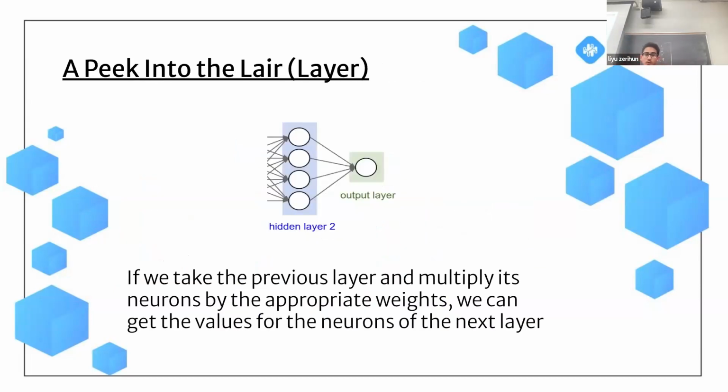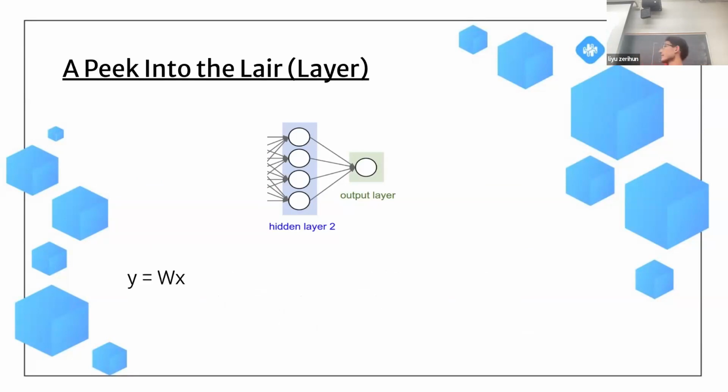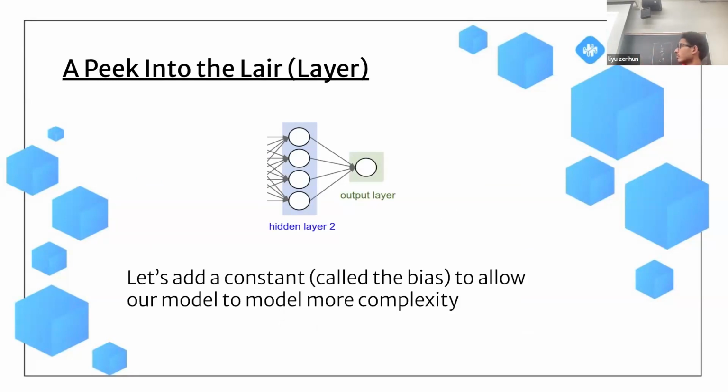So as you can see, if we take the previous layer, take those numbers, and multiply its neurons by the appropriate weights, we can get the neurons for the next layer, like this. And then what we can also do is add a little constant, so that we're not restricted to just multiplying the numbers in the previous layer. Yes?